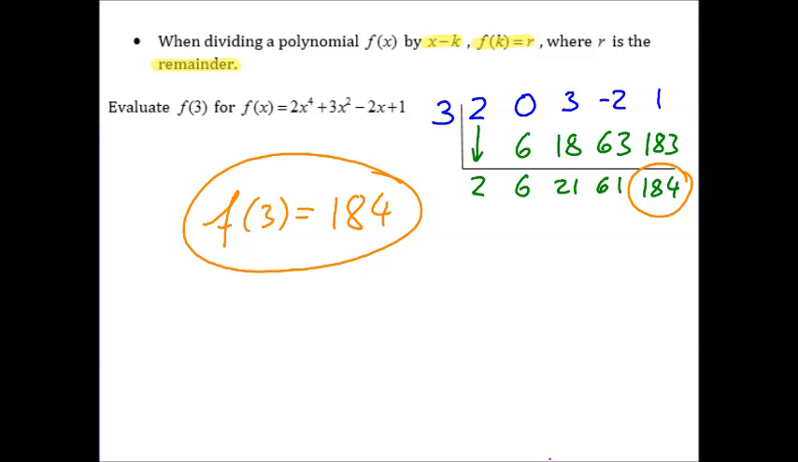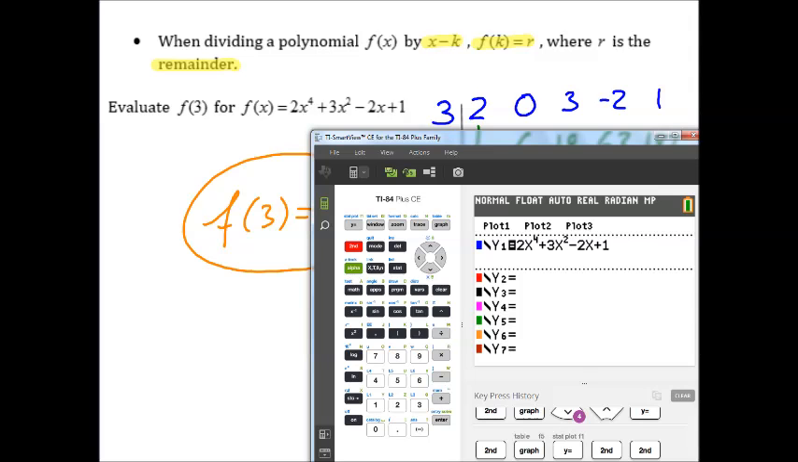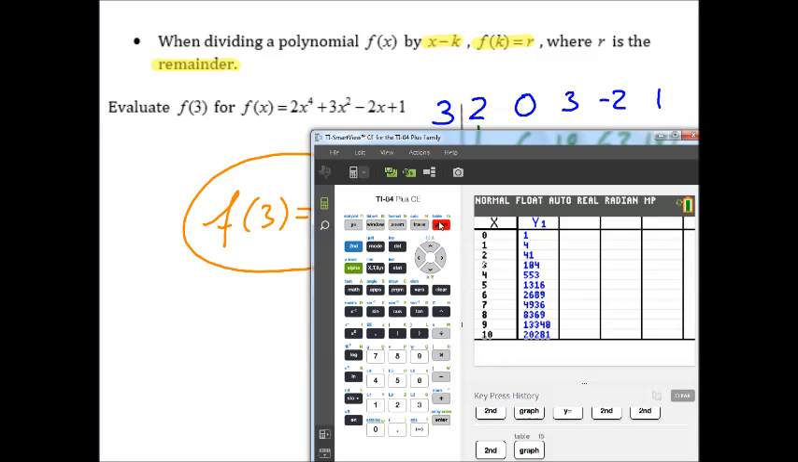We can check our result by using the calculator and plugging in the equation. I've already done that here. Here's the equation, and if I now go to the table of values, I see that for x is equal to 3, y is equal to 184. That's exactly what we got in our synthetic division. So the calculator check showed us that we did the work correctly. It's always a good idea to check our work and make sure that we didn't make any mistakes.